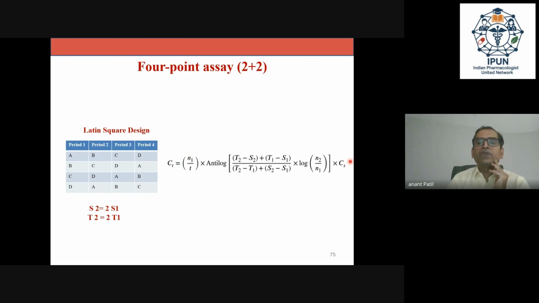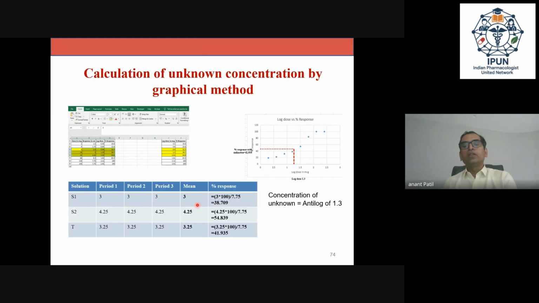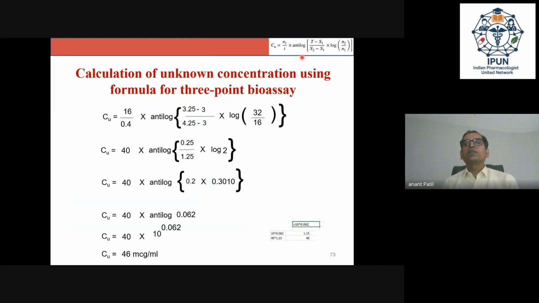And now the formula is different. So don't go into the details of 4-point bioassay, because most of the time we are asked to do the 3-point bioassay. But now you know the meaning of N1, the lower concentration. T is the contraction shown by the unknown. (T2 minus S1 plus T1 minus S2) divided by (T2 minus T1 plus S2 minus S1), into log of higher concentration divided by lower concentration, into the concentration, which is the known concentration. So this formula you remember, which is the 3-point bioassay.